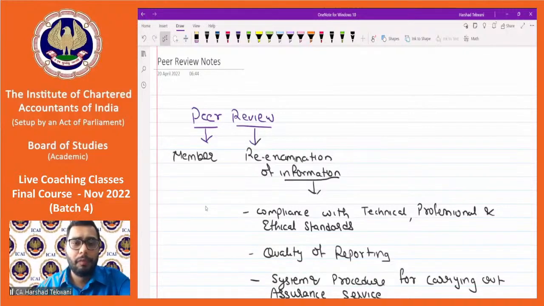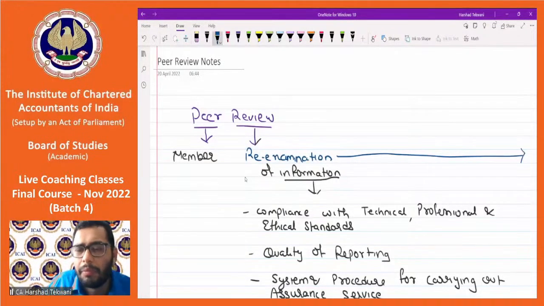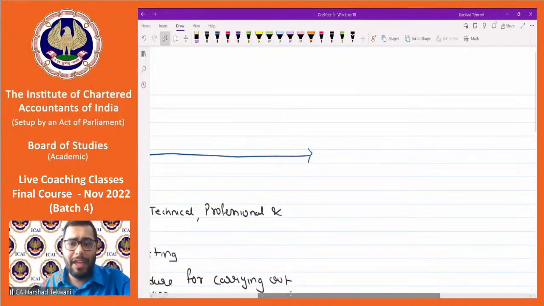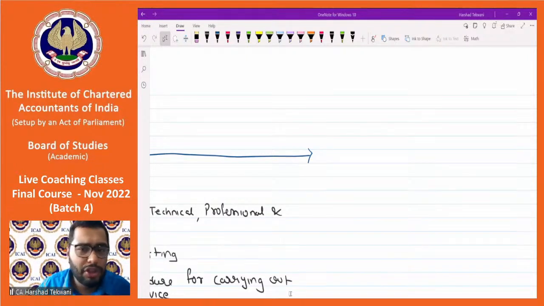Now, to understand the term re-examination: what is a re-examination, and how deep is the re-examination carried out? We need to understand a few things. When I say re-examination, it is this. There is a statement of peer review, guys. Now, this statement is the authority, the thing on the basis of which the peer review works.